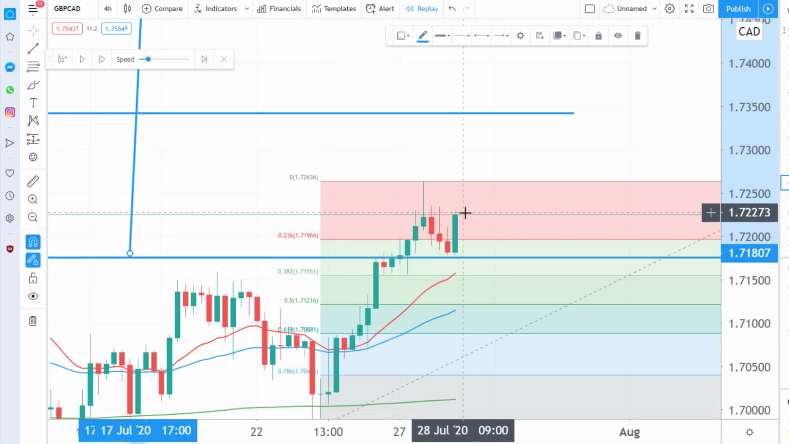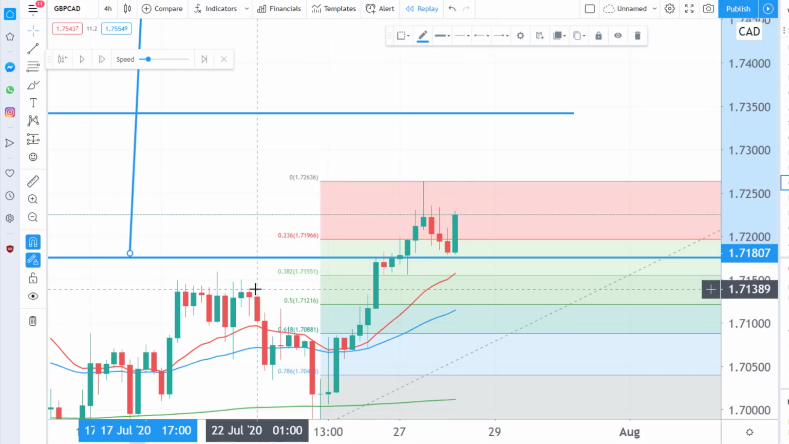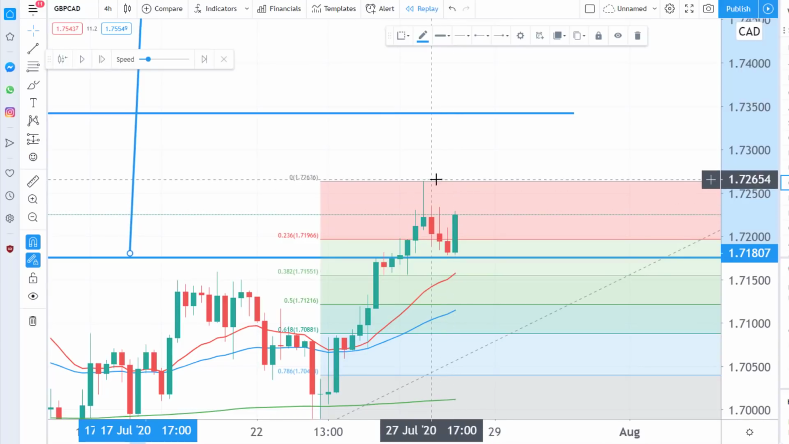So at this point, once we get the engulf, you can actually pretty much move your stop loss up. I still left it underneath this zone here, and I did that because I still am not 100% confident that this trade is going long until we break to a new high. So let's see what happened next on this trade.